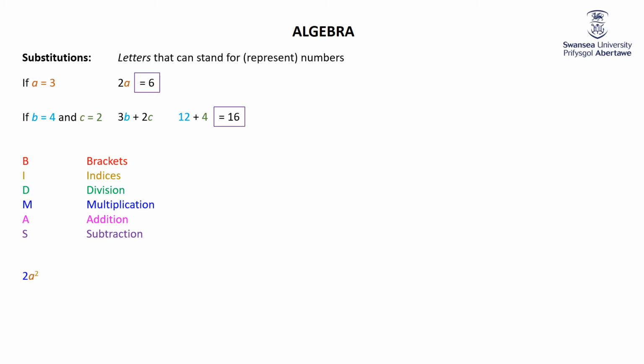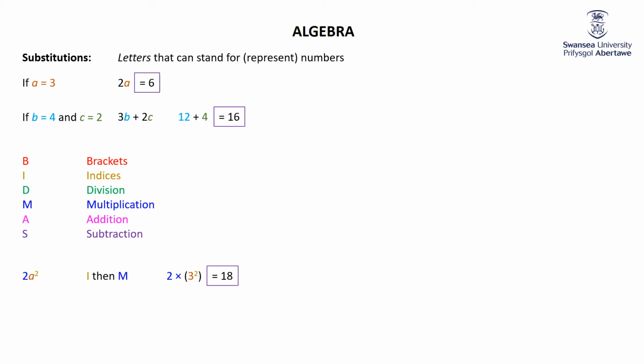So 2a squared, what's this equal to? The first thing I want you to realize is that you have a multiplication, 2 times that, and then you have an index, a squared. Indices beat multiplications. So we'll do the index first. So we take a, which of course we know is 3, and we square that, and then we're going to multiply that by 2. And so we get the number 18, which is the correct answer.